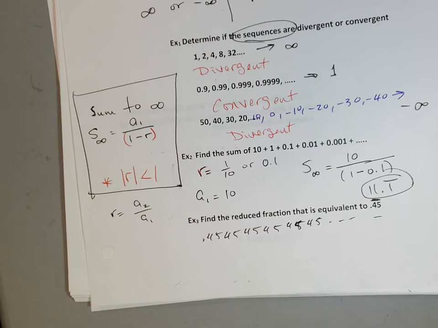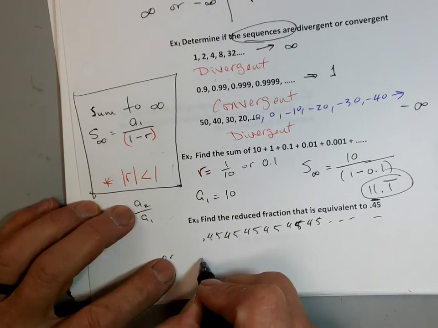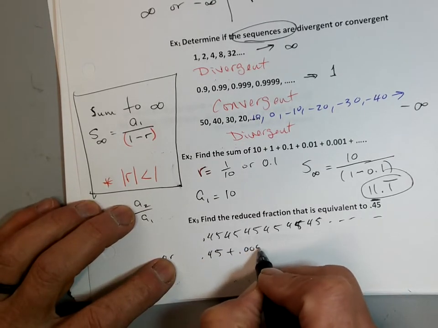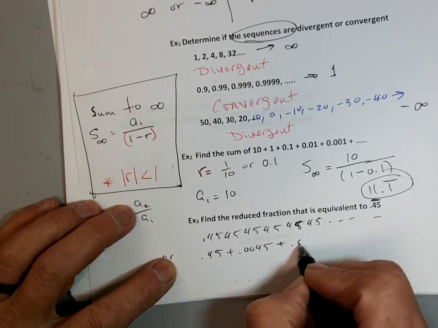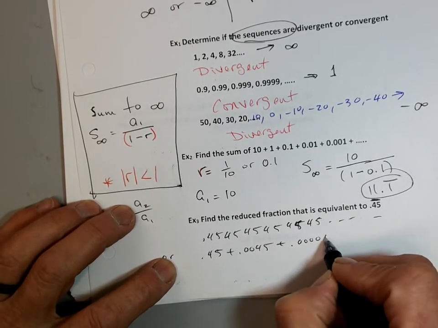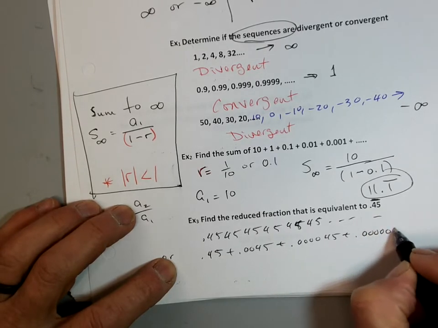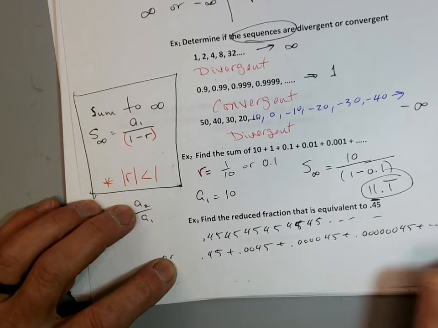Okay, right? 0.45 forever. Everybody's with me on repeating decimal, right? Now, that could be, ready? 0.45 plus 0.0045 plus 0.000045 plus 0.00000045 plus dot, dot, dot, okay?